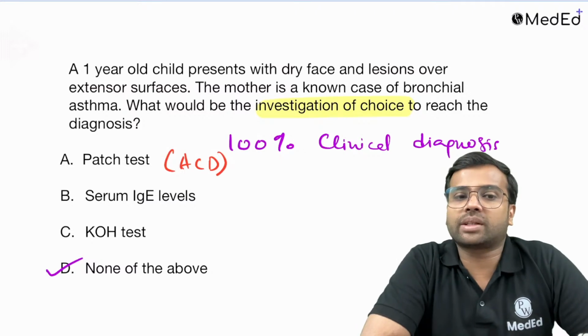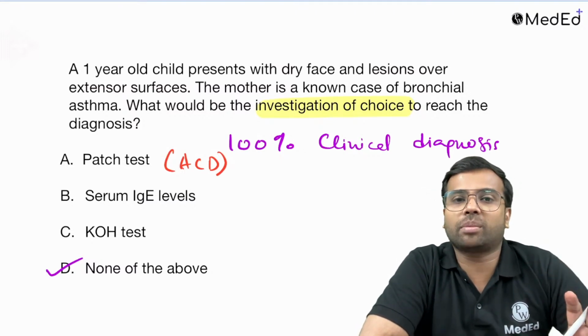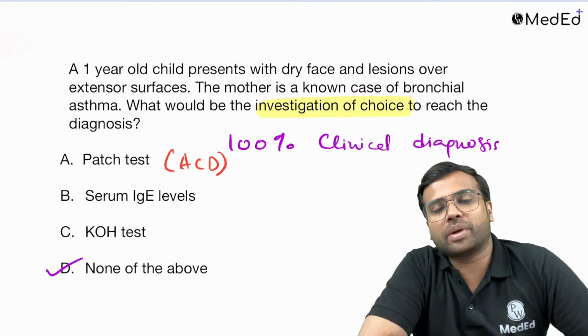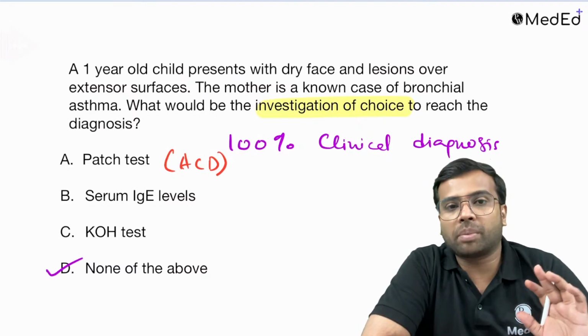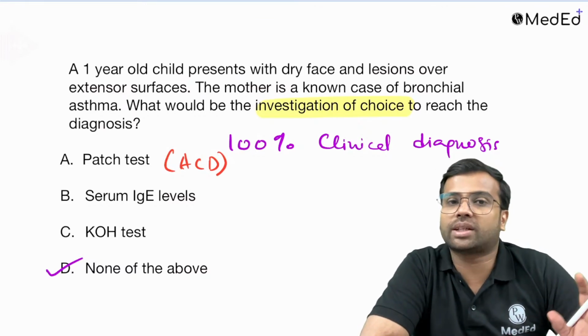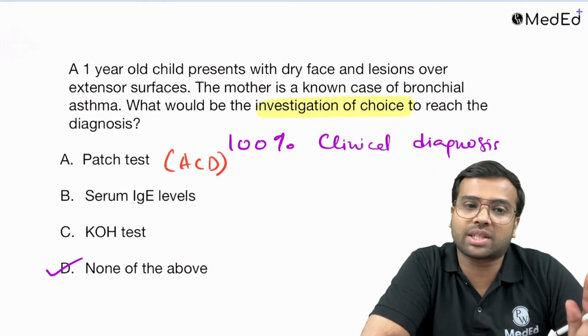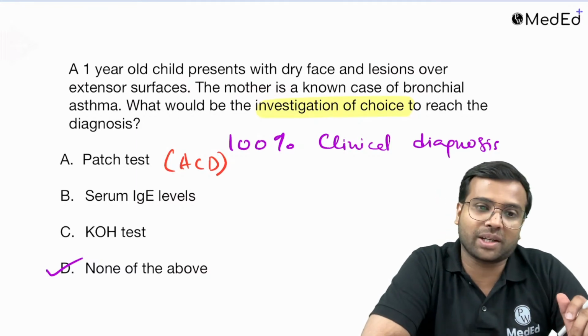The second option, serum IgE levels. Please don't make a mistake that in atopic dermatitis, no investigation is necessary. Even though in many of the patients, you may find increased serum IgE levels, none of the textbooks, none of the criteria is going to mention that you have to frequently follow up with the serum IgE levels. That is not going to be a part of the diagnostic criteria.